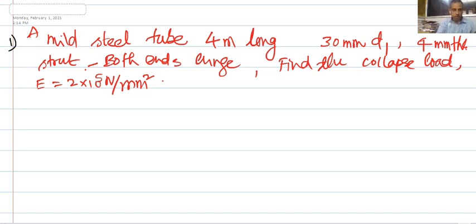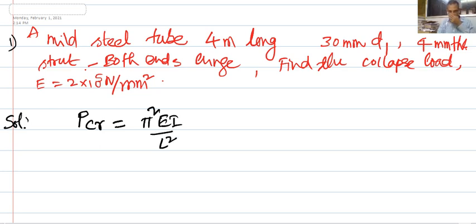So, to solve the problem, what we do need is, he is asking PCR, nothing but pi square EI by L square. Very important. Now he is asking the collapse load. Collapse means it is buckling only. So, what is the data available with me? Let us first of all try to see what is the data available to me.